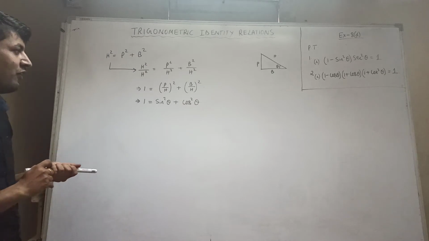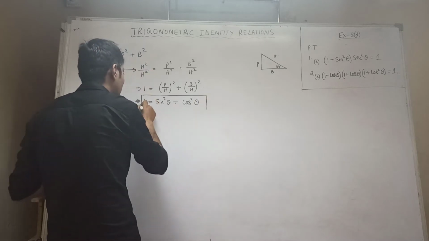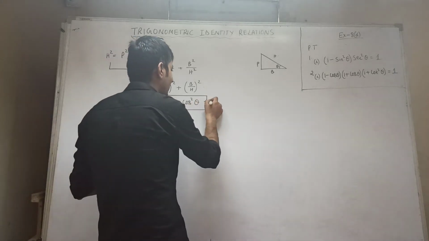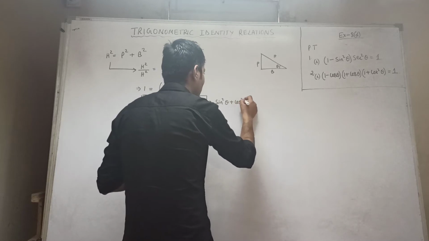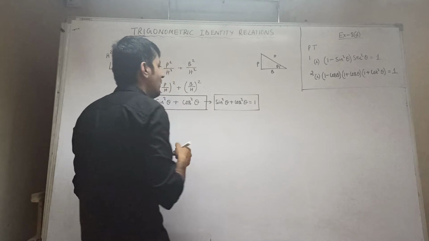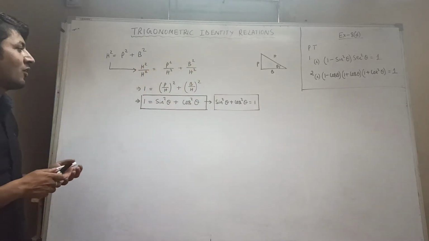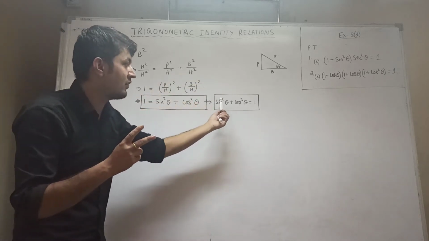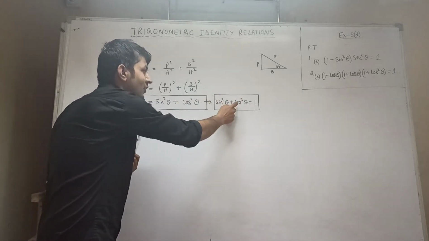So what is your first identity relation? This is your first identity relation. It can also be written as sin square theta plus cos square theta equal to 1. So we have got our first identity relation. Now from this identity relation, you will be getting two more identity relations, which come from this formula only.